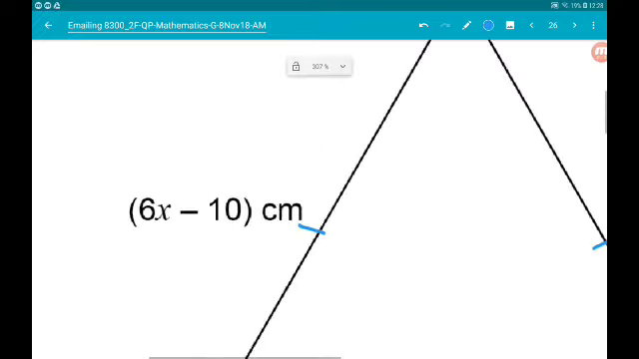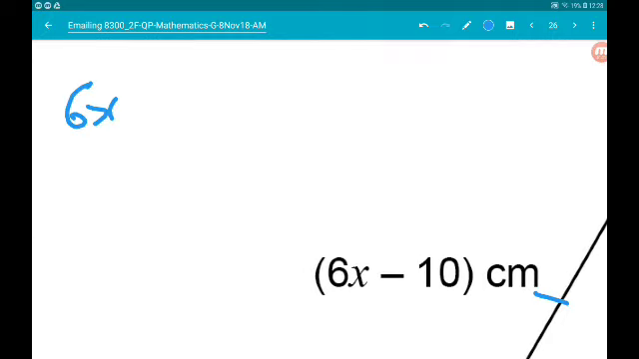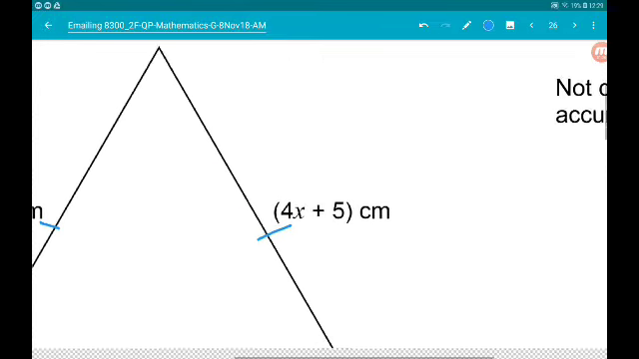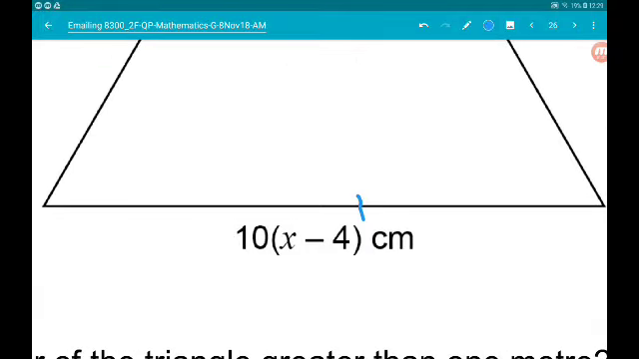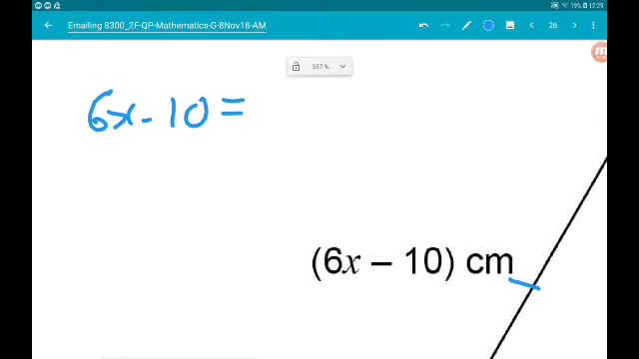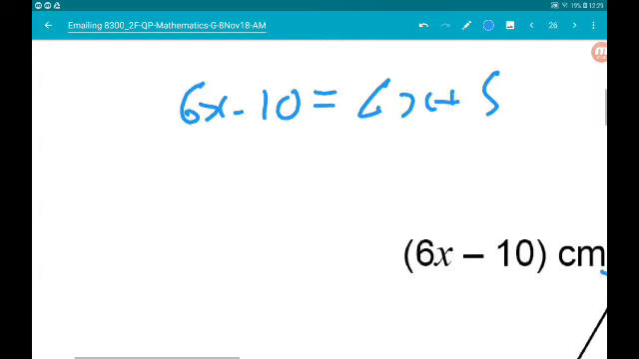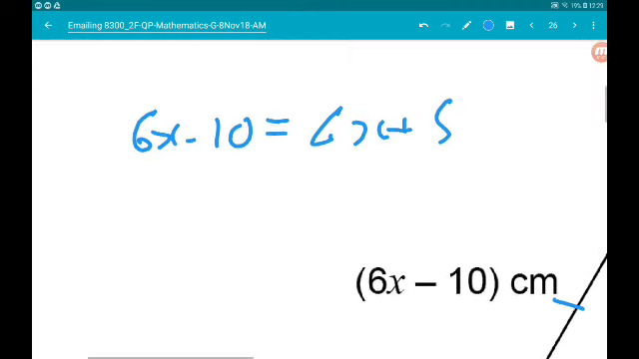So I'm going to set 6x minus 10 equal to, I'm going to go for this one over here, 4x add 5. The only reason I'm not using this one is we have to expand brackets, a tiny bit more work. So let's use 4x add 5. What we're doing there is we're saying that a side length is equal to a side length. It's equilateral, so it's true. Now we need to solve this for x.